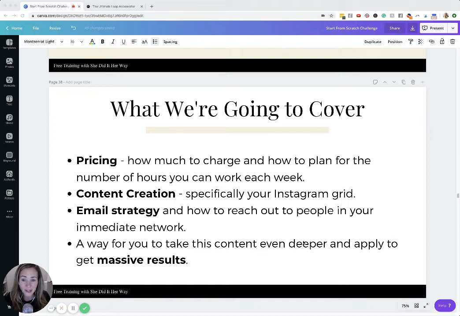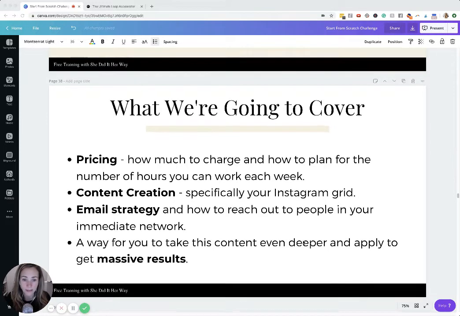What we're going to cover in today's training is pricing. So how much should you charge? And then also looking at the number of hours that you can work per week while working full time. We're going to talk about content creation, specifically your Instagram grid, and then your email marketing for how to reach out to people in your network. And then I'm going to share a way for you to take this content to the next level and apply it so that you can get massive results in 2020.